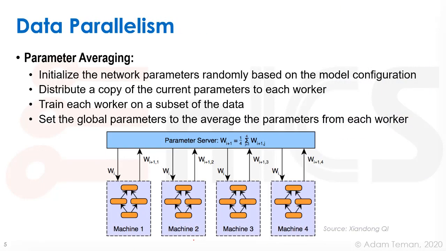So looking at data parallelism, a common one, just as an example, is called parameter averaging. We'll initialize the network parameters randomly based on the model configuration. We'll distribute a copy of the current parameters to each worker, then train each worker on a subset of the data, and set the global parameters to the average of the parameters from each worker.